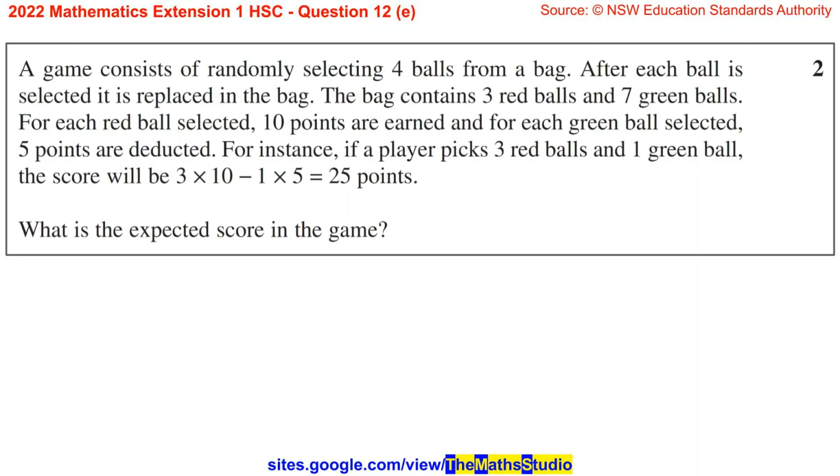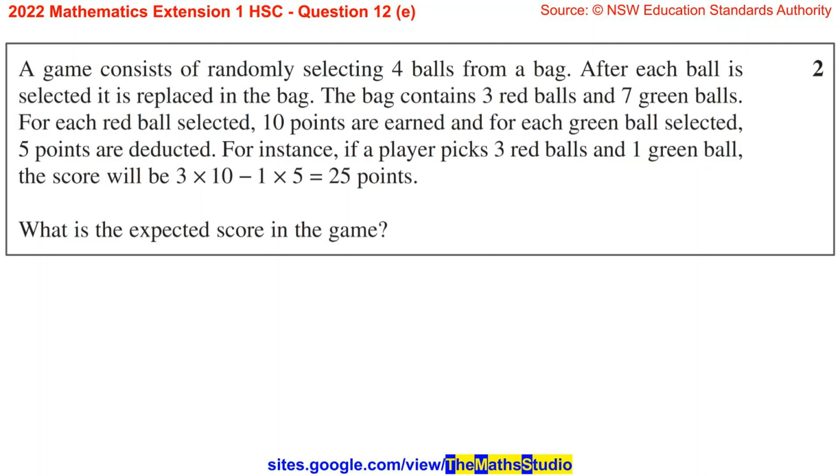Question 12e. A game consists of randomly selecting 4 balls from a bag. After each ball is selected, it is replaced in the bag. The bag contains 3 red balls and 7 green balls. For each red ball selected, 10 points are earned, and for each green ball selected, 5 points are deducted.